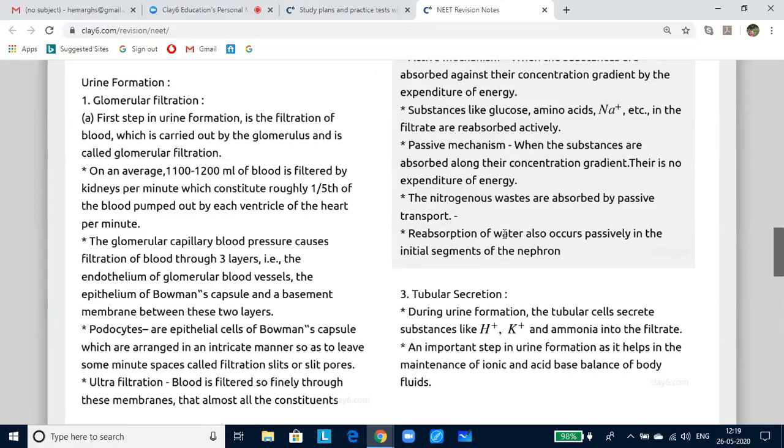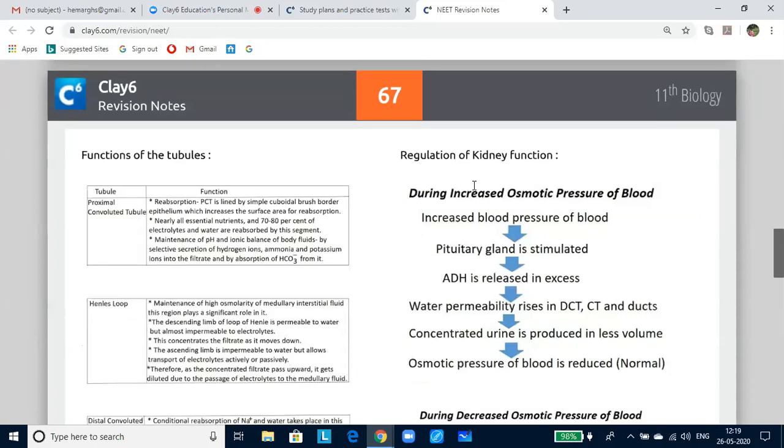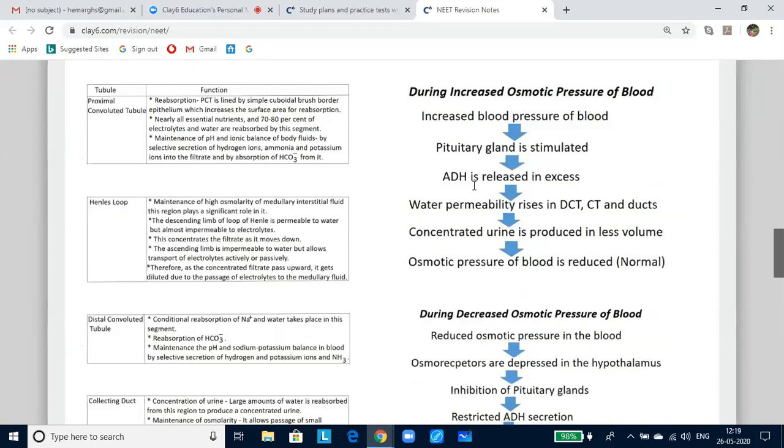Now let us look into the composition of the urine. When we are looking at the composition of the urine, it is a pale yellow colored fluid due to the presence of the urochrome pigment. It is acidic in nature and it is slightly heavier than water. It has a faint aromatic odor due to urinoid.